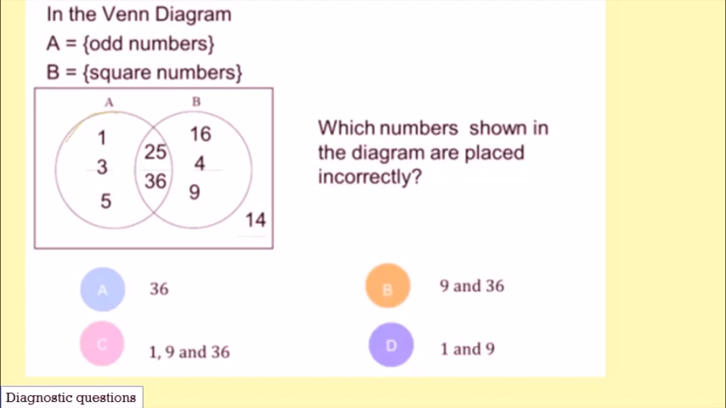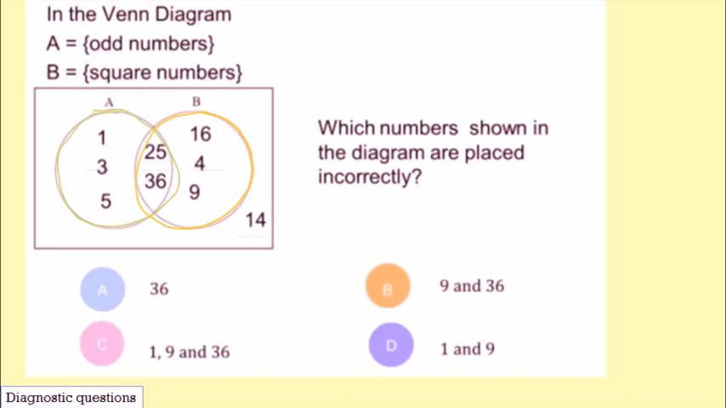So anything in this circle has to be odd. Category B represents square numbers. So anything that's a square number, so for example 1 times 1 is 1, 2 times 2 is 4, 3 times 3 is 9, so 1, 4 and 9 are examples of some square numbers, need to go in circle B.